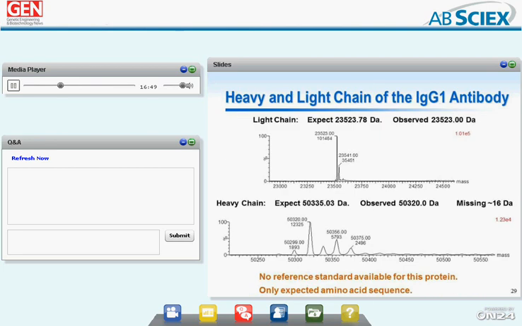So when we move to the next slide, we'll show the heavy and light chain of these two IgG1 antibodies. The light chain shows exactly as expected. The heavy chain, on the other hand, did show a 16 Dalton mass shift that was lower. Now, we have no reference standard available for this protein, but only the expected amino acid sequence. We typically do our heavy and light chain mapping in concert with peptide mapping, so as one piece of information will verify the other.